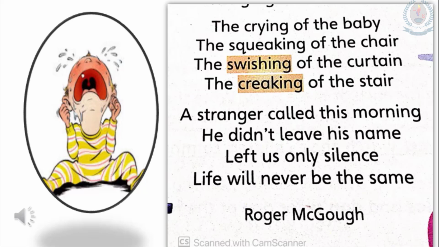The swishing of the curtain. Swishing means making a wind-like noise. When you move the curtain, it makes a soft sound, that is swishing. The creaking of the stair. When the stair creaks, it makes a short, high-pitched sound when it moves. Now read the stanza again and tell me how many sounds are there? Yes, there are 4 sounds. Crying of the baby, squeaking of the chair, swishing of the curtain, and creaking of the stair.